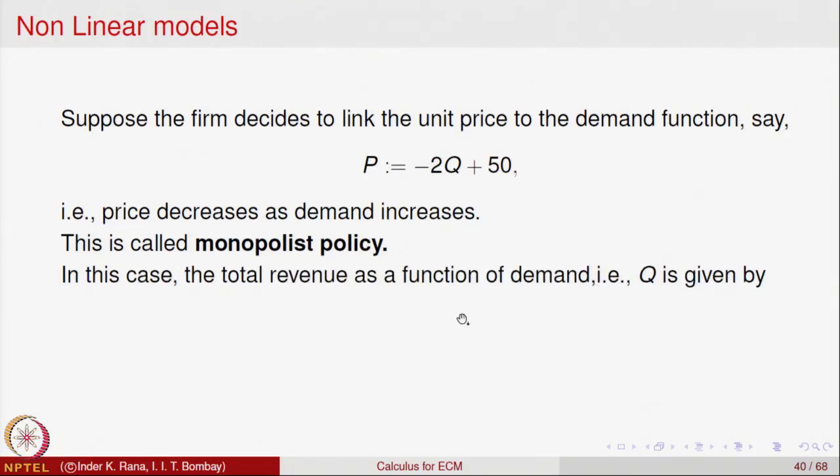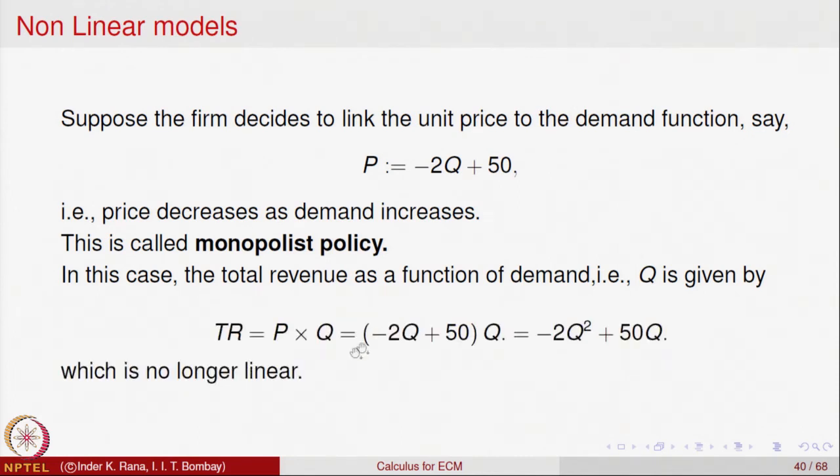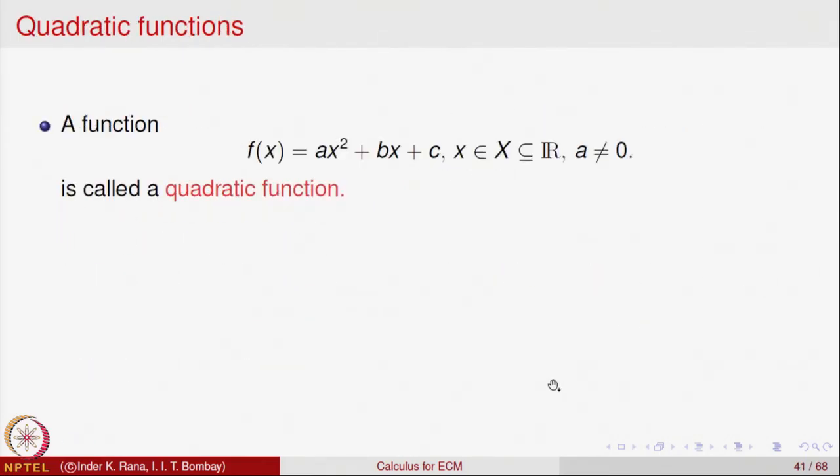In this case, let us calculate the total revenue of the company. Again, total revenue is P into Q, the price into the quantity being sold. P here is this function. So, this gives you minus 2Q plus 50 multiplied by Q. That is minus 2Q square plus 50Q, and this total revenue is a function of Q, but it is no longer a linear function. The power 2 is appearing here. So, this is no longer linear. The study of these functions is called the study of quadratic functions.